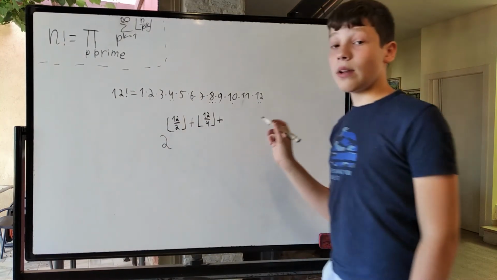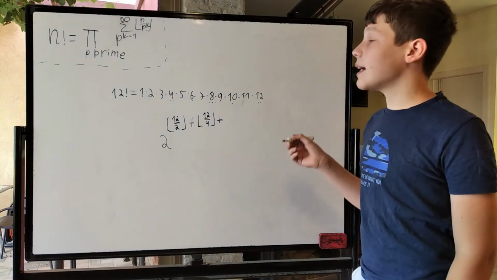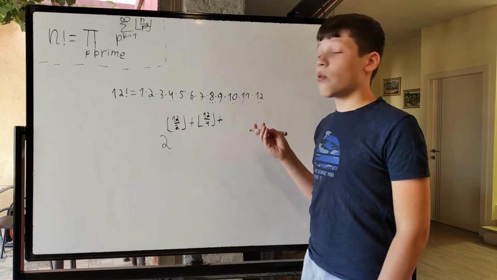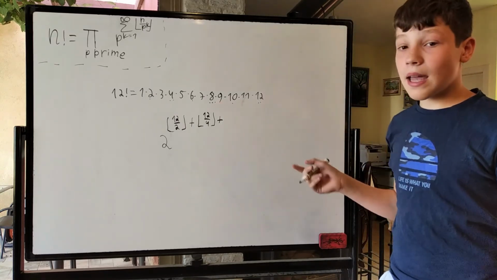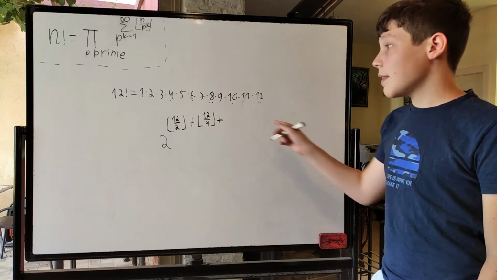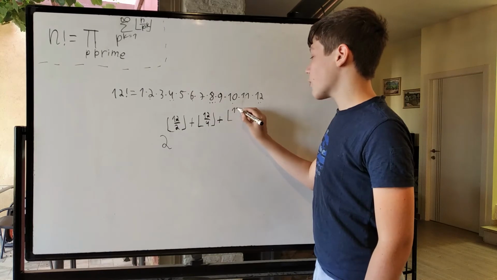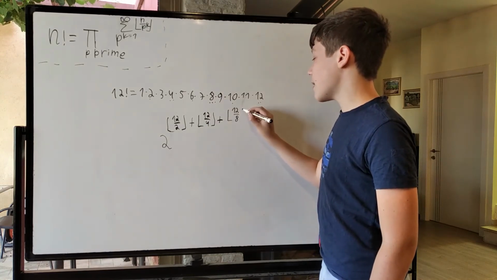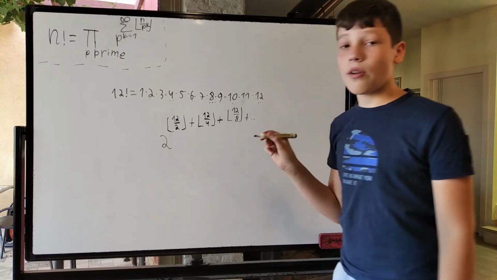And now we need to account again for 8. Because for 8, 8 needs to be accounted for 3 times. So this needs to be accounted for another time. And that's for all multiples of 8, which there are the floor of 12 divided by 8 of them. And this continues on forever.